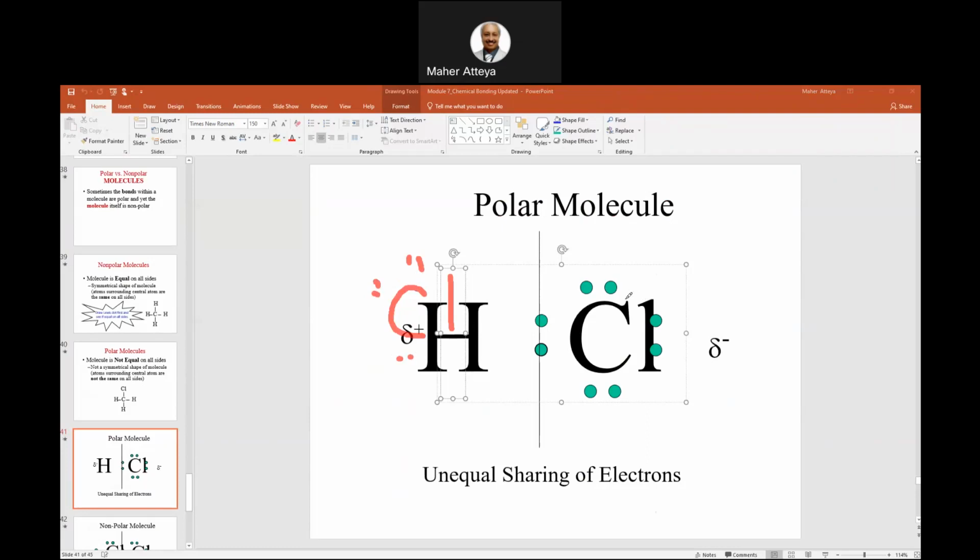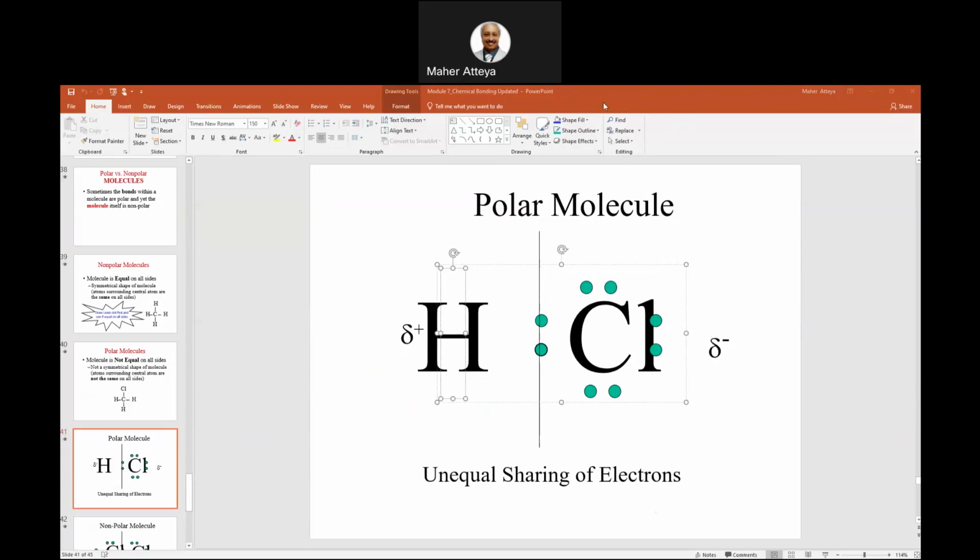That's not polar. If I replace this one here with hydrogen, so I have hydrogen and hydrogen, this is non-polar because you have the same atom. If you have the same atom, polarity is 0. But if you change the atoms, then polarity is present. There will be unequal sharing of electrons.